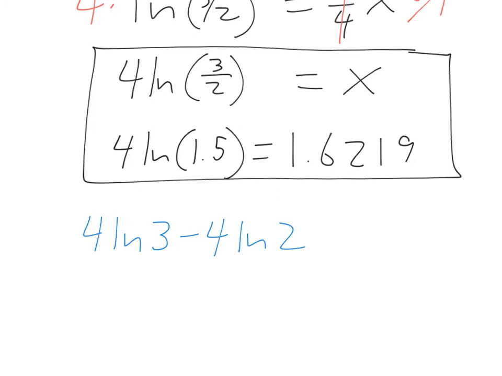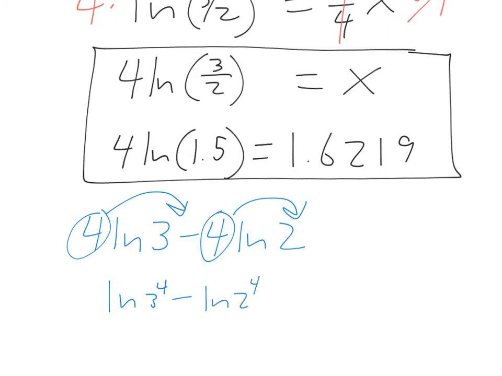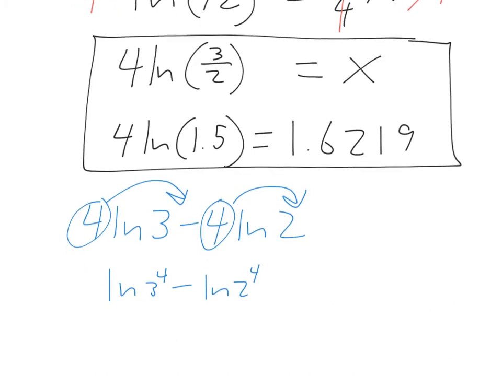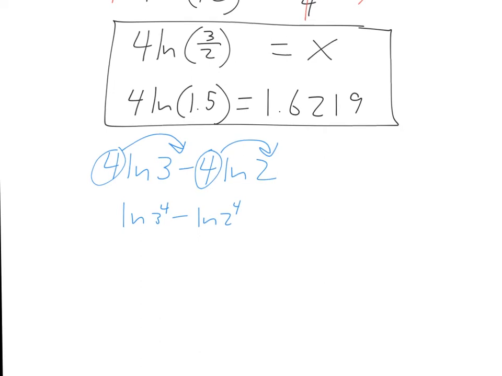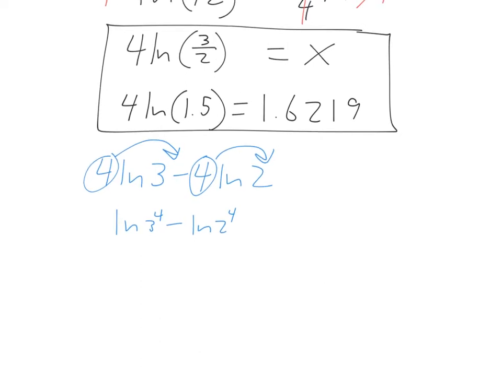And then remember that we said before that the number in front could be written as an exponent. So we also could have written this as ln of 3 to the 4th power minus ln of 2 to the 4th power. Well, you could go ahead and evaluate that. I'm just showing you how this will work because I'm just playing with it so you could see the patterns going on here. So 3 to the 4th power is 81.